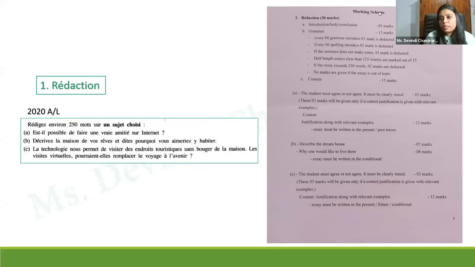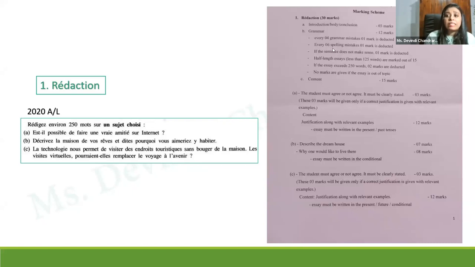Look at this marking scheme. It is allocating 30 marks in whole. For the introduction, body and conclusion, you are allocated 3 marks. Grammar, 12 marks. Look at this thing. You have to remember this. Every 4 grammar mistakes that you make in your essay will make you lose 1 mark.